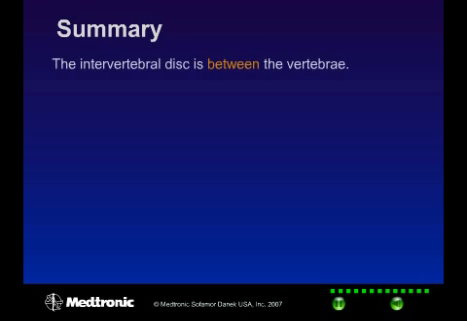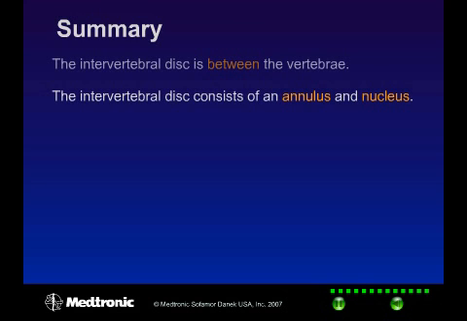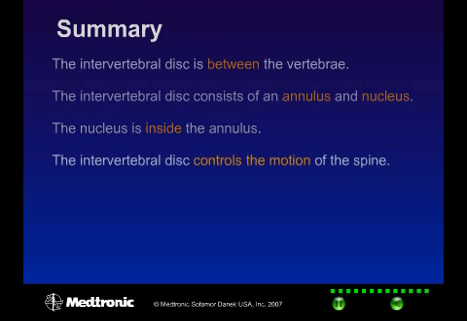In summary, the intervertebral disc is between the vertebrae. The intervertebral disc consists of an annulus and nucleus. The nucleus is inside the annulus. The intervertebral disc controls the motion of the spine. A well-hydrated disc is tall and allows sufficient space for the nerves.